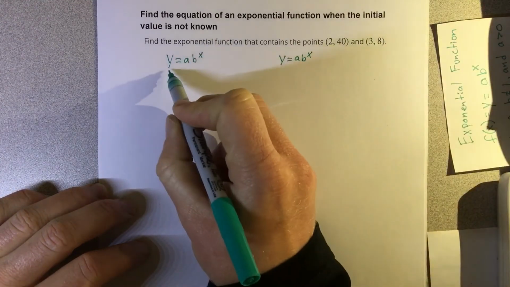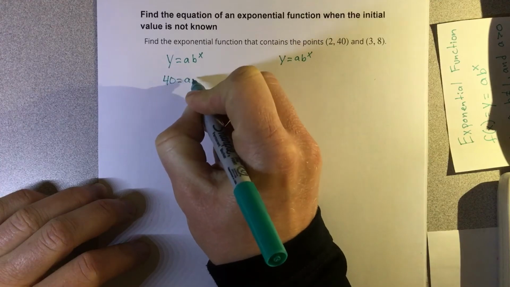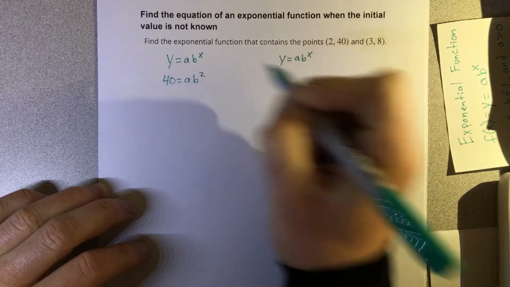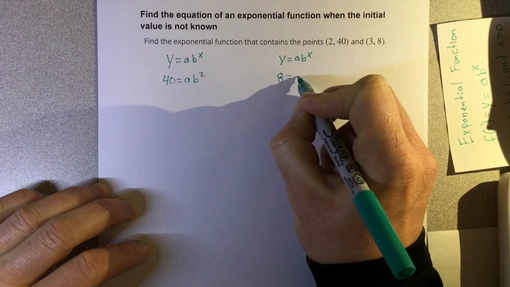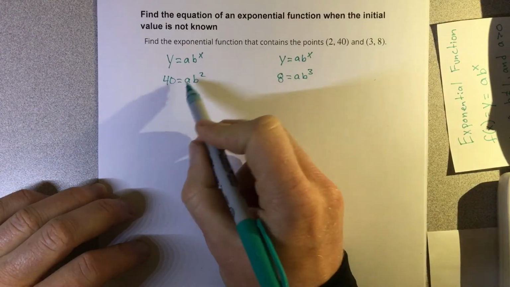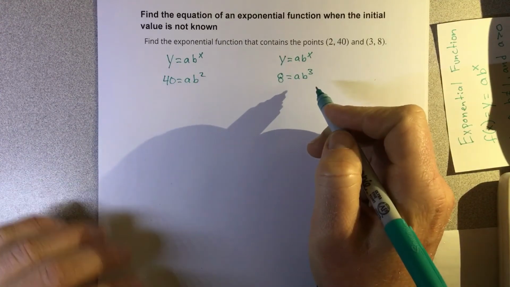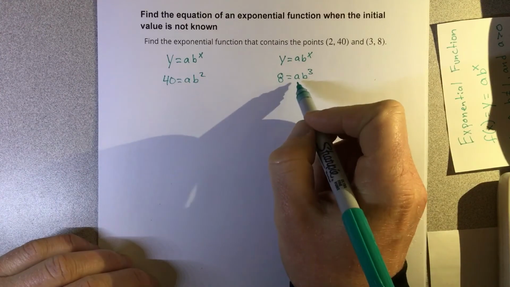So let's write y equals ab to the x twice. And in the first one, we're going to plug in the 40 and the 2. So we'll say 40 equals ab to the second power. And in the second one, we're going to write 8 equals ab to the third power. Now I have two equations with two unknowns, so I'm going to use systems of equations to solve this. So I'm going to isolate a on each side.